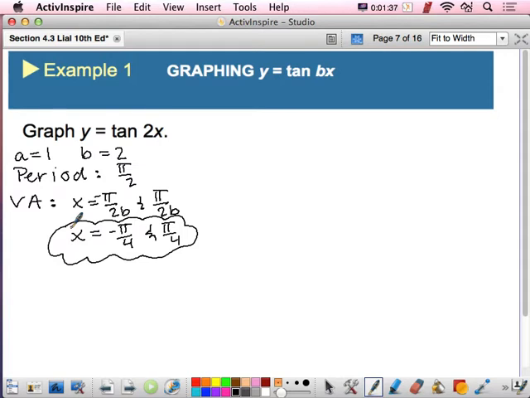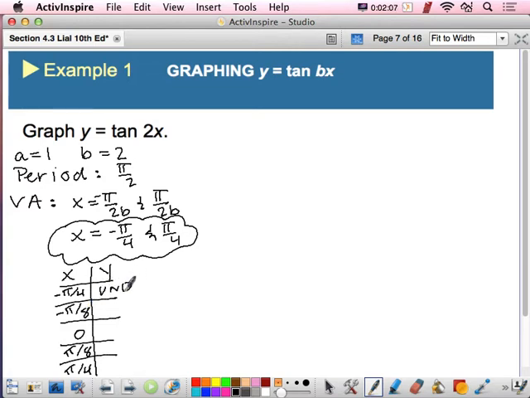Then we'll build the table. Our table will start at negative pi over 4. We'll skip 3 slots and end at positive pi over 4. What's halfway between? 0. Always with tangent. And then this would be pi over 8, and this would be negative pi over 8. Okay? This will be undefined. This will be undefined. If you're not sure, you can check it. But if you're pretty confident that you did your asymptotes correctly, you can just know that pattern.